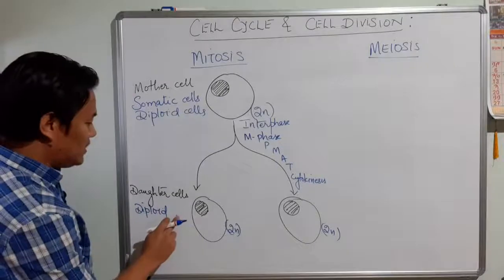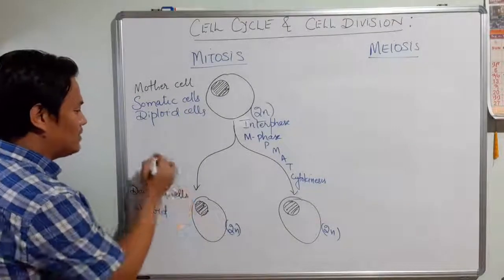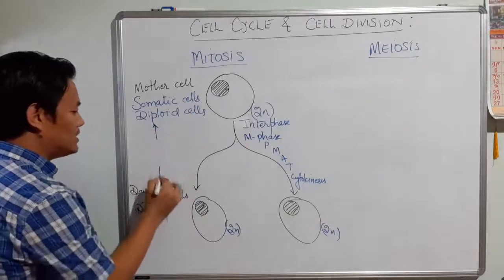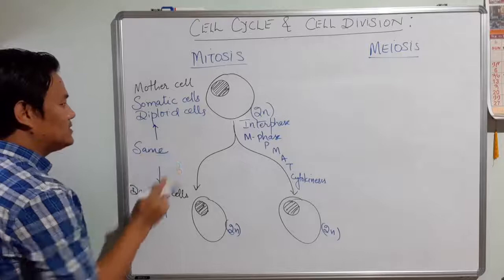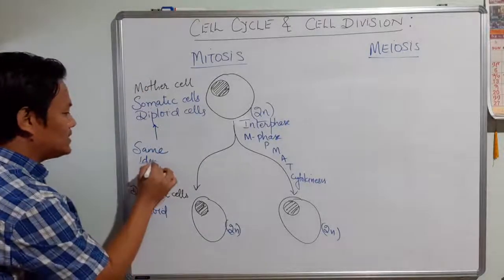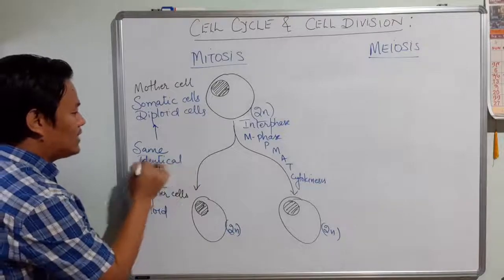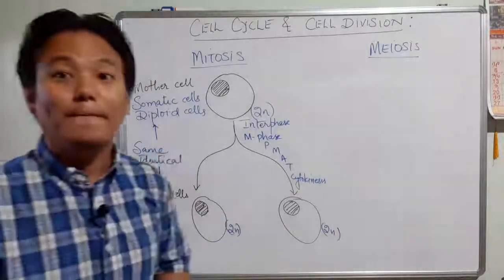You can also simply say they are identical to each other. They are both the same as their mother cell. They are identical to each other and they are identical to their mother cell.